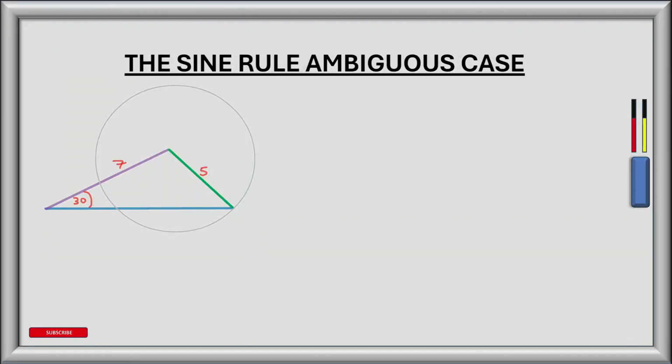Let's look at the ambiguous case for the sine rule. Let's say we're given two sides of a triangle and an angle which is not the angle made between the two given sides. That is, it's not the included angle. Looking at our triangle on the left, we have two sides of length 7 and 5 and a 30-degree angle, which is not the included angle.